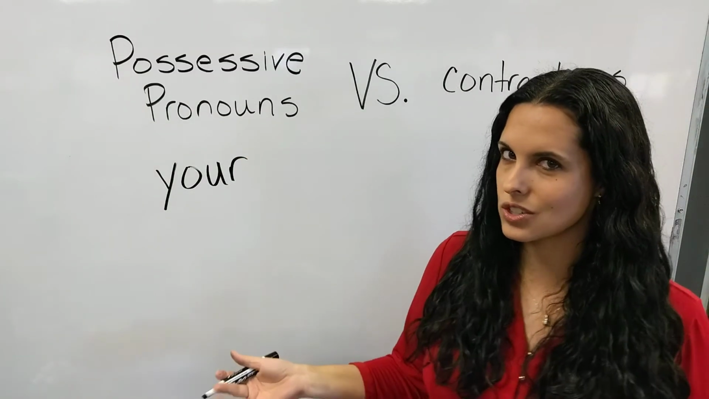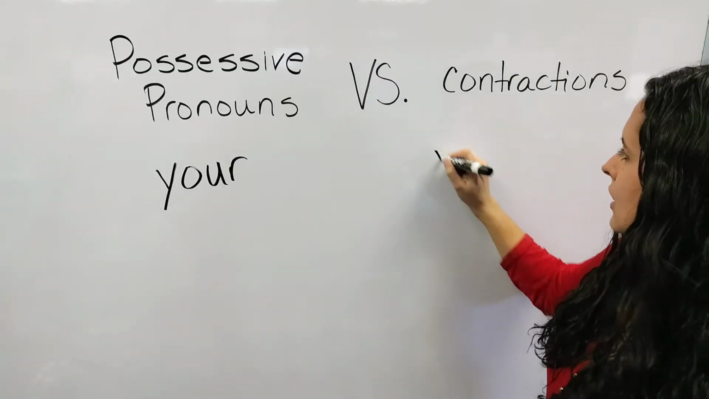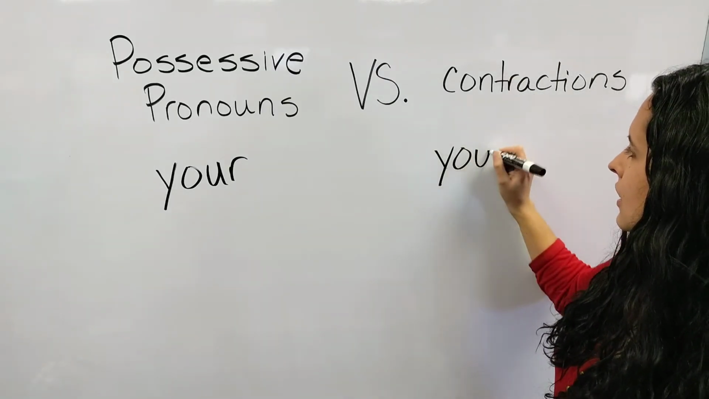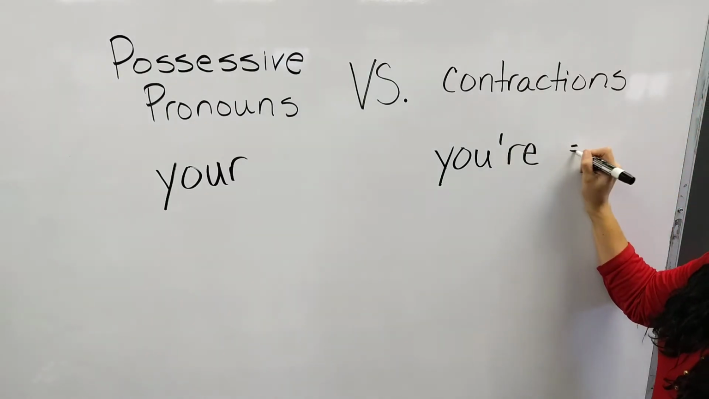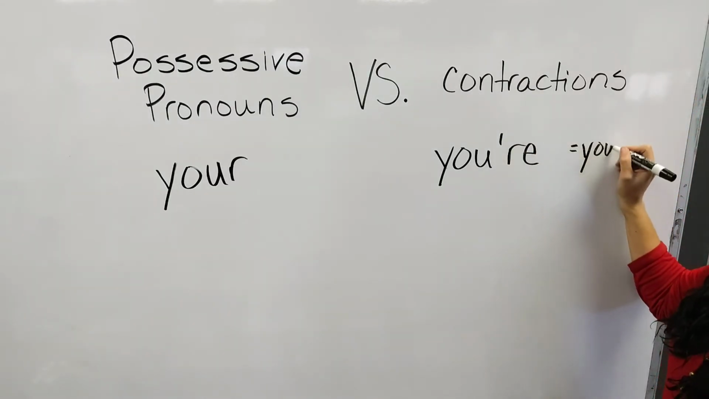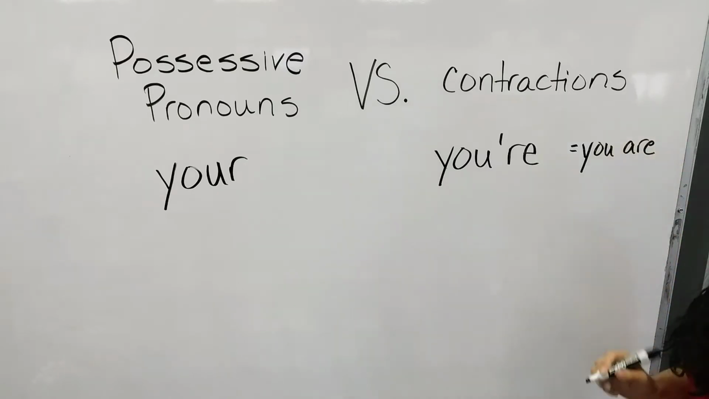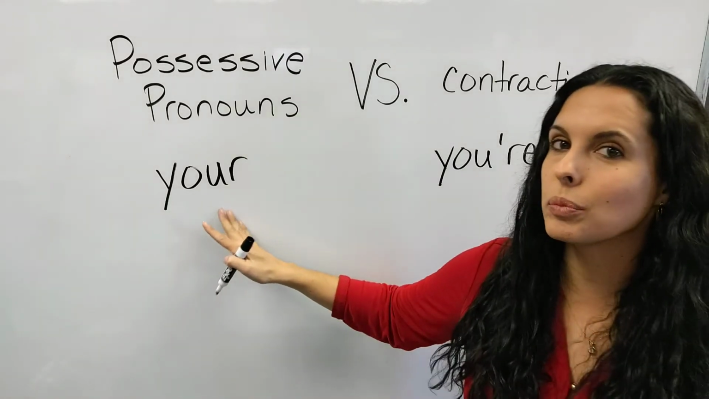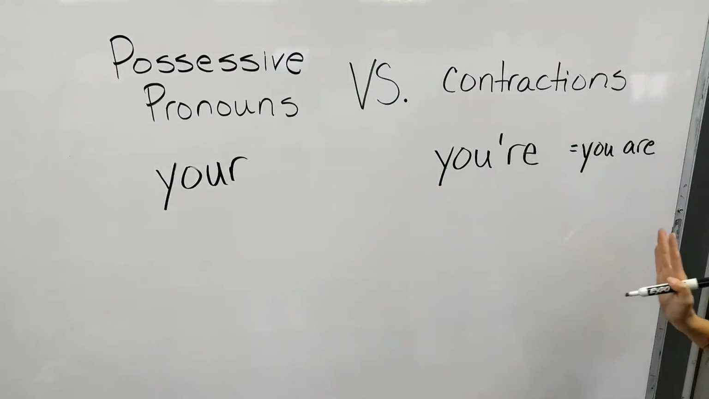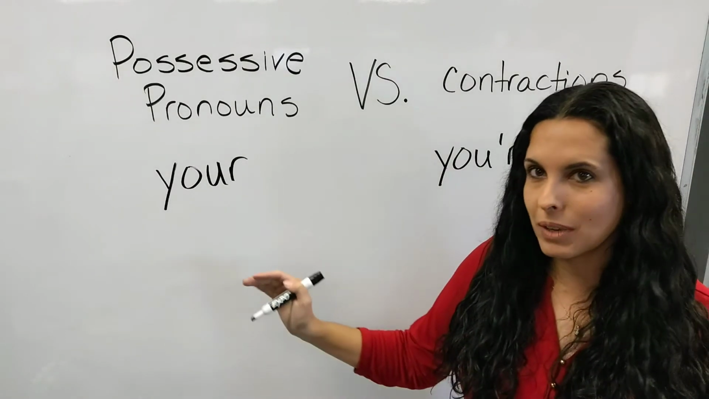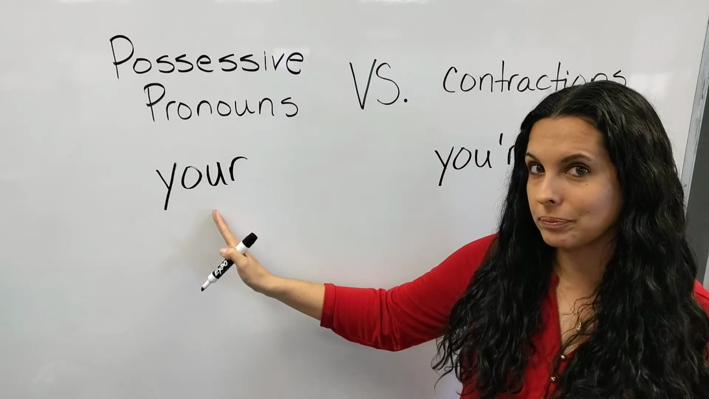Now there's a contraction for your, and it looks like this because it really stands for you are. Now if I'm saying it's your computer, that doesn't mean it's you are computer, right? So when you are showing ownership, you want to make sure you use the right your.